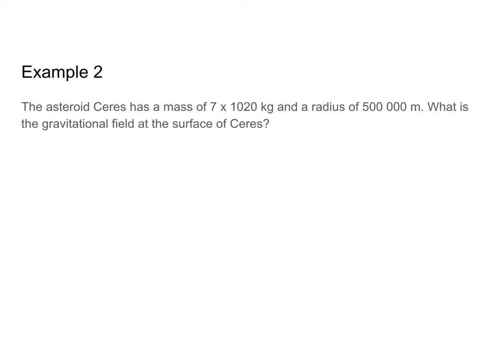So let's go ahead and look at an example. The asteroid Ceres has a mass of 7 times 10 to the 20th kilograms and a radius of 500,000 meters. What is the gravitational field at the surface of Ceres? So we've got our asteroid Ceres, and we know that we are looking at this distance here, and we want to figure out what little g is. Let's run through this problem, and then we'll talk a little bit about why we bother with gravitational fields.